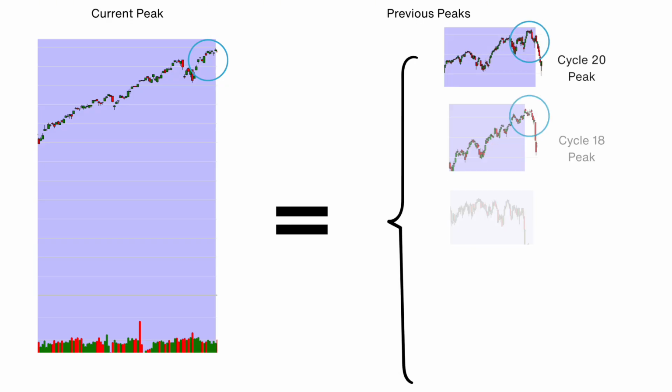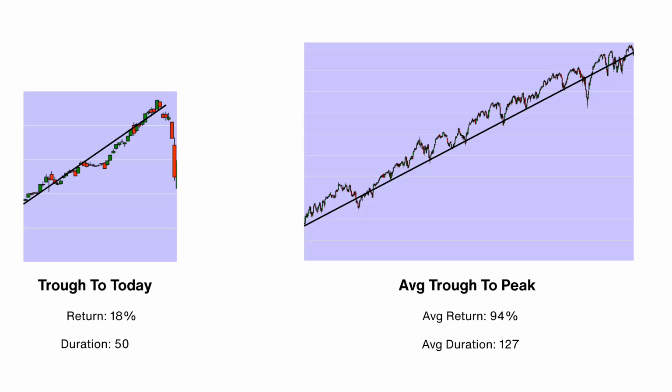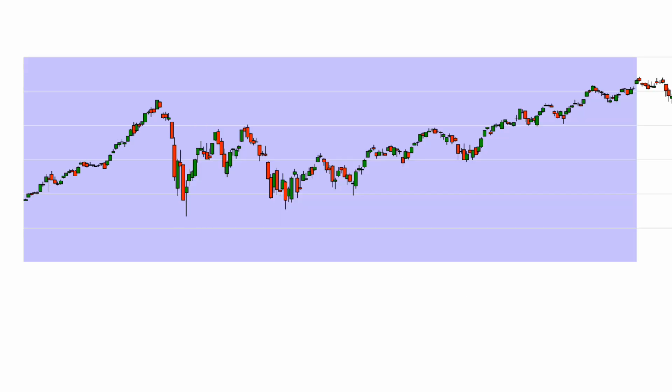At KIS Markets, we don't just look at the peak itself. We analyze how closely the current market resembles previous peaks. Because here's the problem. The market might look like it's topping, but if the run-up from the trough doesn't match what we've seen before major crashes, there's a good chance it's not the real peak.